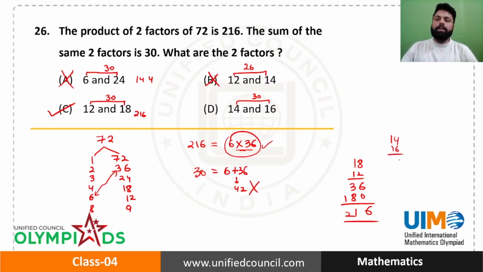6 into 4 is 24. 2 carry over. Then this is 84. Then 1 4 4 12. This is 224. Not the correct one. C option is the correct answer.